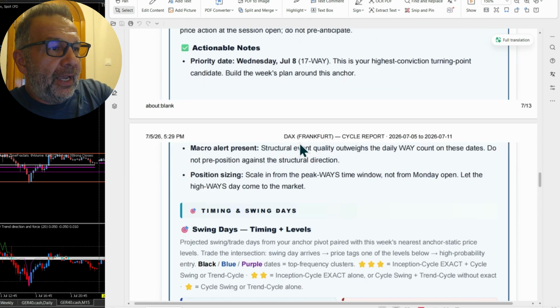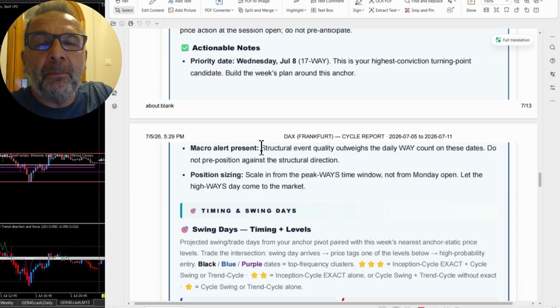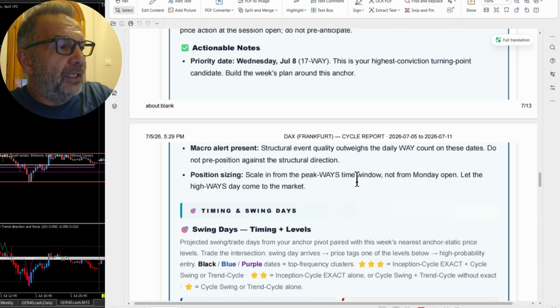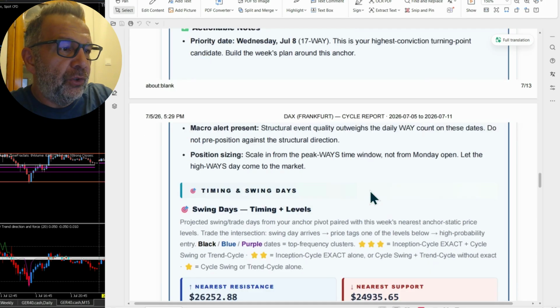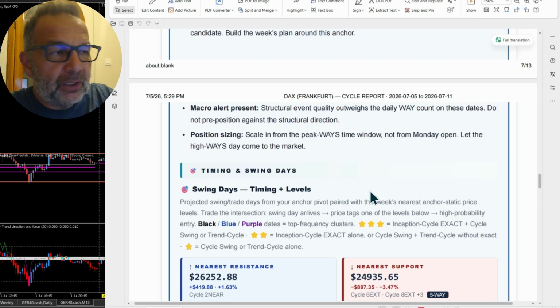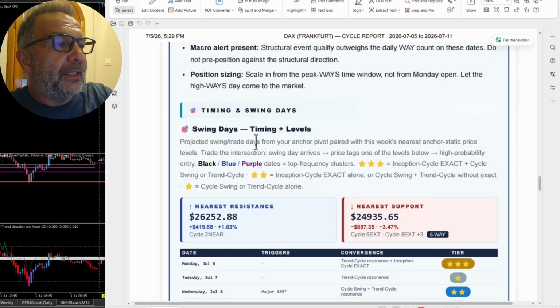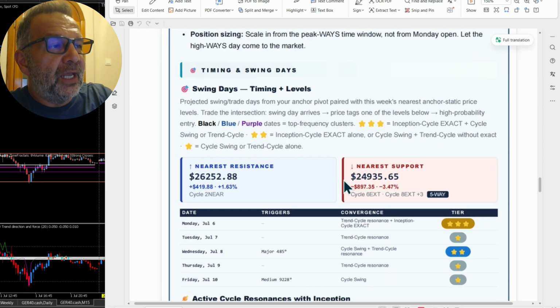Actionable notes. Once again, July 8, macro alert present. It means a bigger swing is in play. Position sizing. Obviously, you probably know what you're doing. If you don't, you should learn what you're doing. Swing days plus timings and levels. Now put a pricing factor in there.